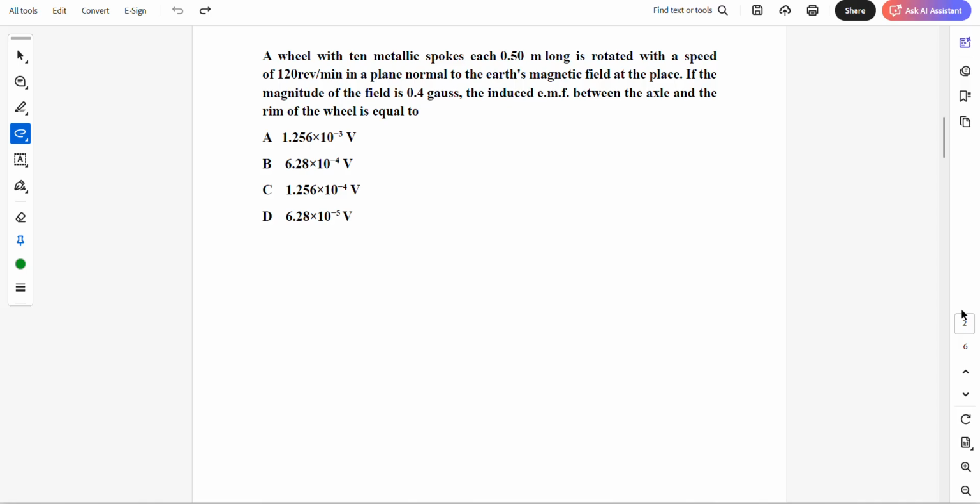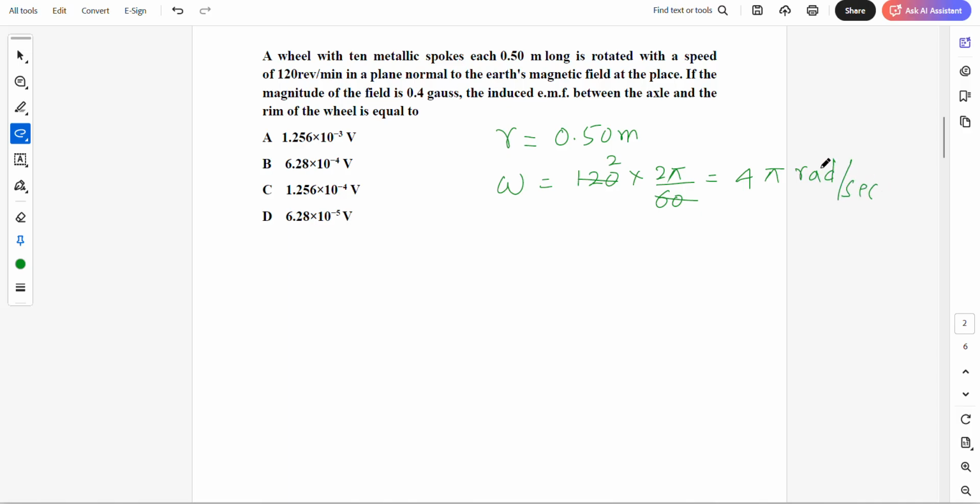A wheel with 10 metallic spokes, each 0.50 meter long. Here they have given the radius, 0.50 meter. It is rotated with a speed of 120 revolutions per minute. Therefore 120 into 2 pi by 60 radians per second it will be. I can just divide this: 2 into 2, 4 pi radians per second.